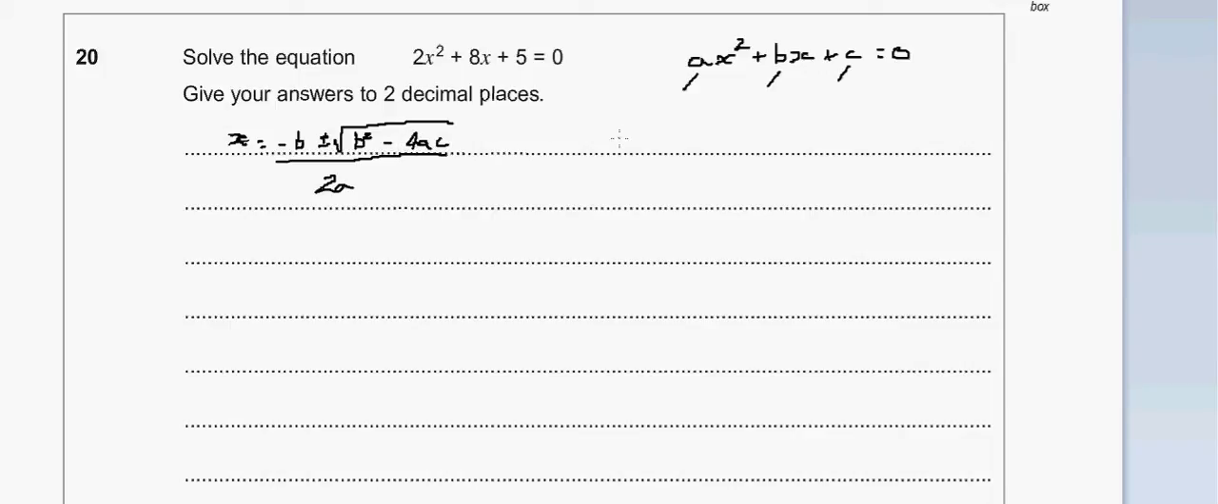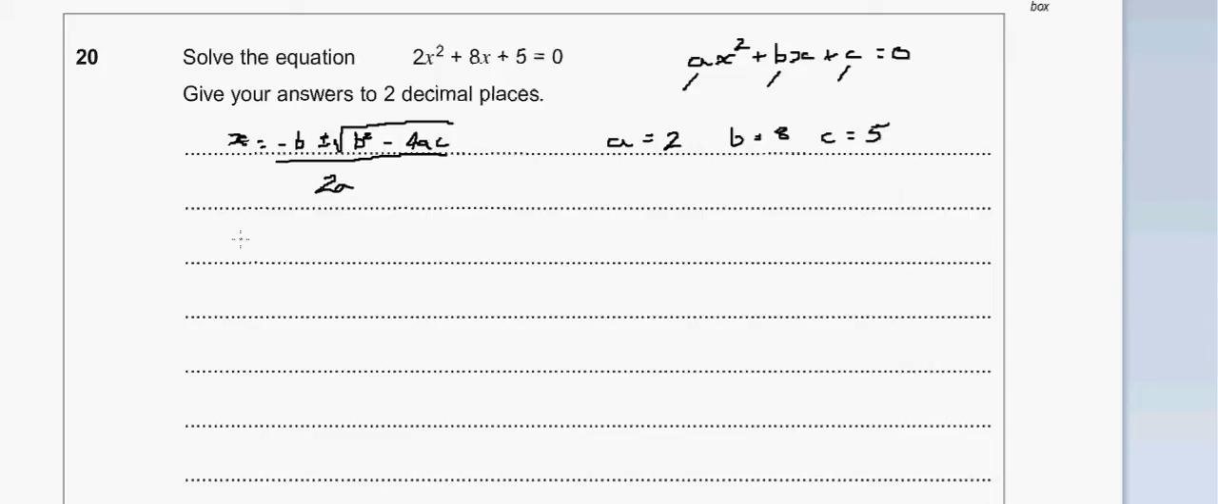So a equals, now this is the number of x squared, so we have 2. Okay, now b is the number of x's, so b is 8, and c here is the y-intercept, so c equals 5. So we can now put these values into this equation.